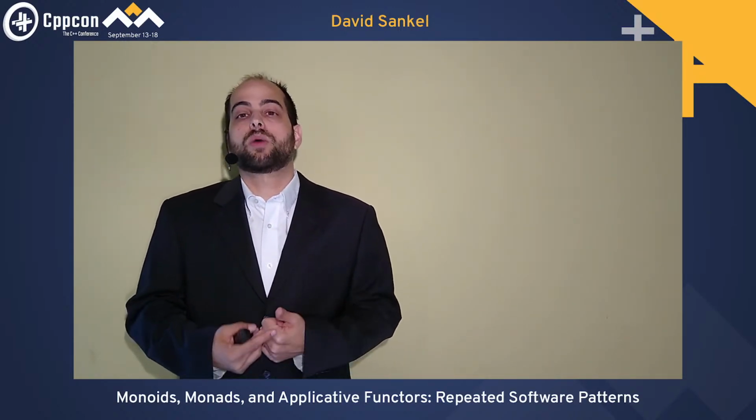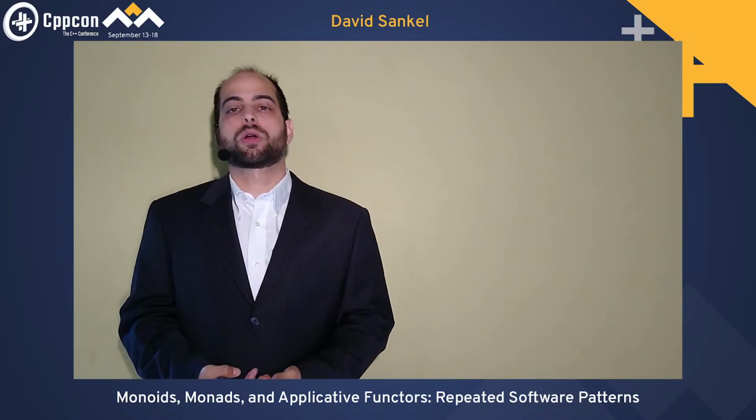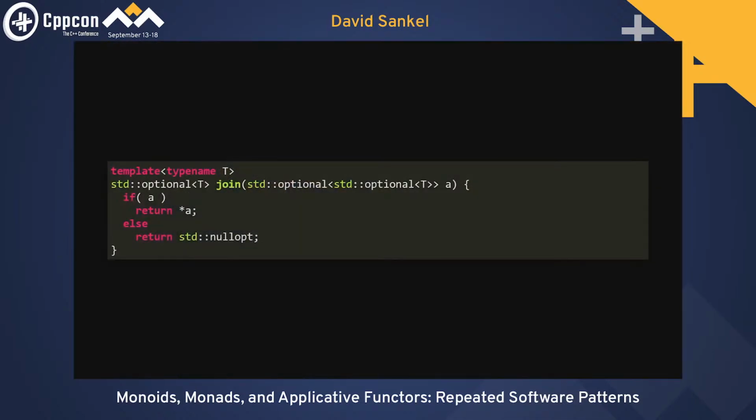Now, what would join look like for std::optional? Join, remember, it takes in the monad of a monad of T, so in this case it would be an optional of optional of T. Join will take an optional of optional of T and build an optional of T out of it. The implementation is probably exactly what you would expect it to do. Pretty simple.